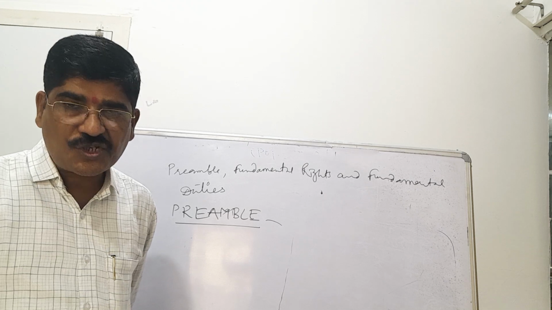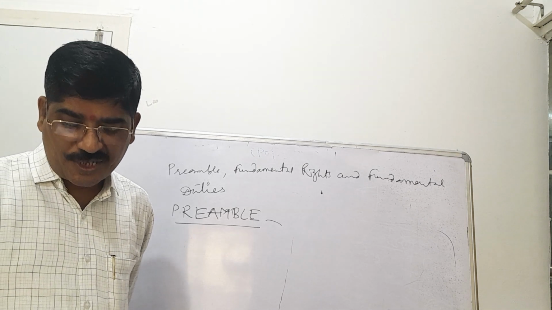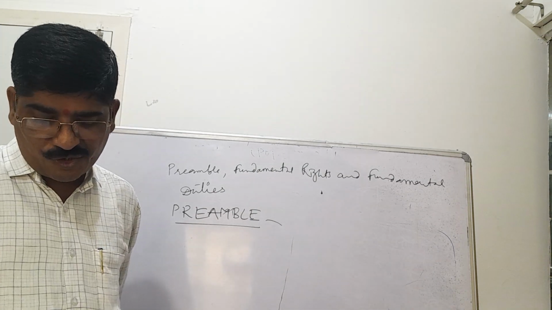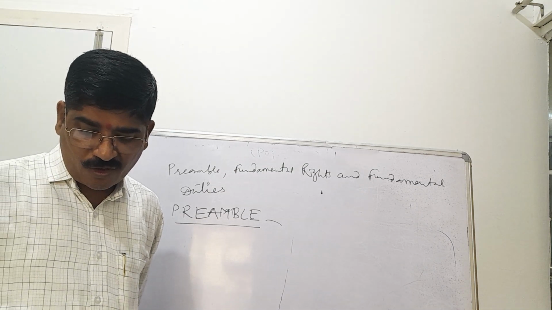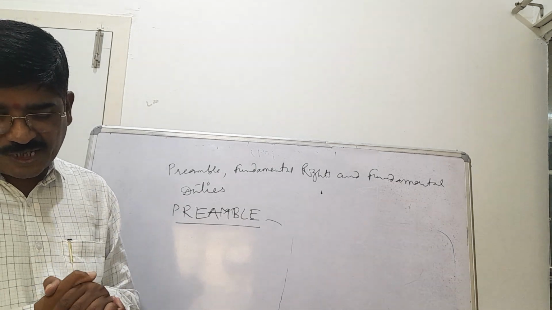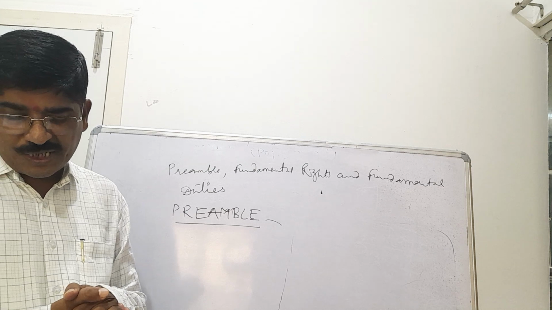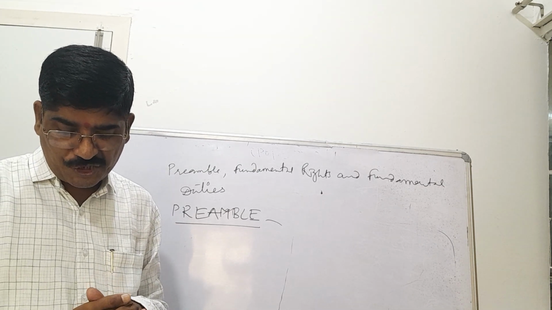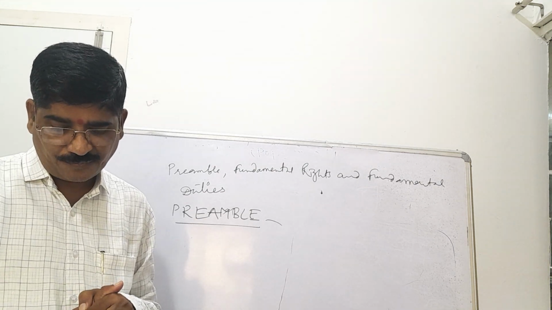Laws inconsistent with or in derogation of the fundamental rights. All laws in force in the territory of India immediately before the commencement of the Constitution, in so far as they are inconsistent with the provisions of this part, shall, to the extent of such inconsistency, be void.